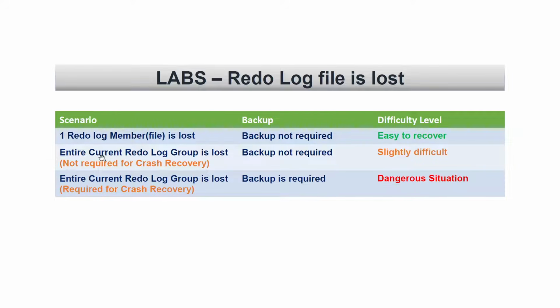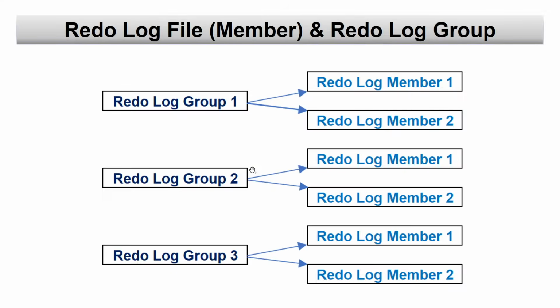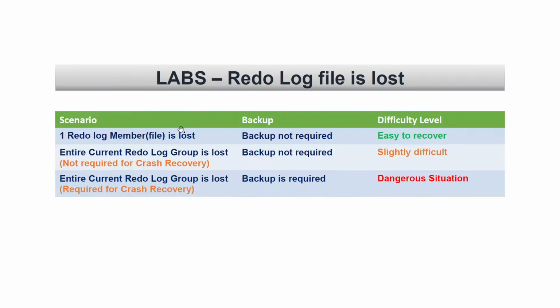The second scenario is that the entire current redo log group is lost. So this is the current redo log group. It was writing to this current redo log group and that current redo log group is lost. Now that scenario depends on whether that redo log group was required for crash recovery or not. If it was not required for crash recovery, we'll just clear the log, but we'll have to use another term, which I will show you.